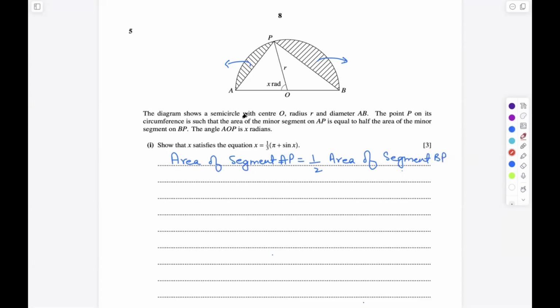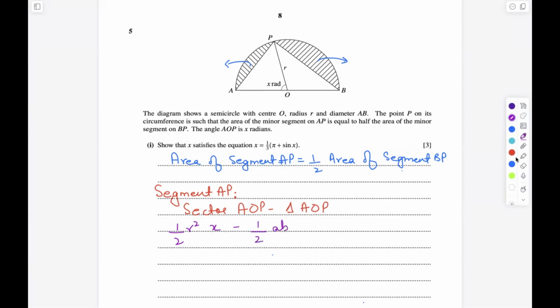Now, first finding the area of the segment AP, we can first find the area of sector AOP and then subtract it from the area of triangle AOP. So for the area of segment AP, we'll first find the area of sector AOP and then subtract it from the triangle AOP. The area of sector is given by the formula half r squared theta. So in this case, we have half into r squared and theta is x. And the area of triangle will be given by the formula half AB sine C.